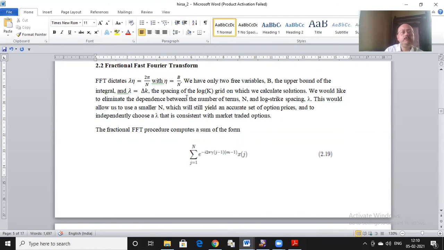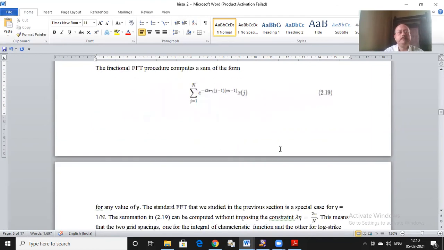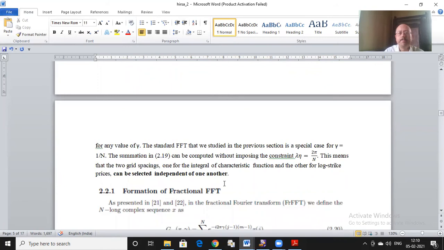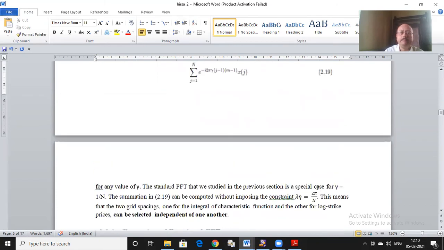So what I want to do is break this connection between lambda and eta, the two step sizes, because then the two-dimensional grid is essentially dictated by one set of parameters. To break that, my strategy is to compute a sum of this type with a free parameter gamma, and then my grids can be selected independent of one another. So is this clear?